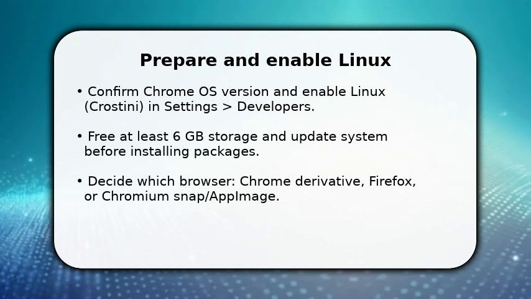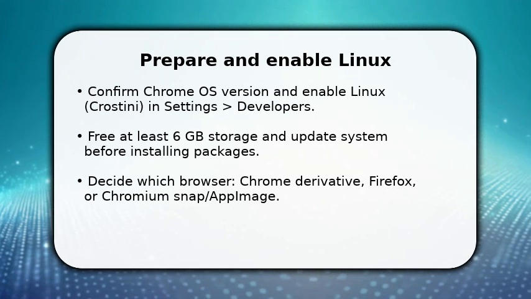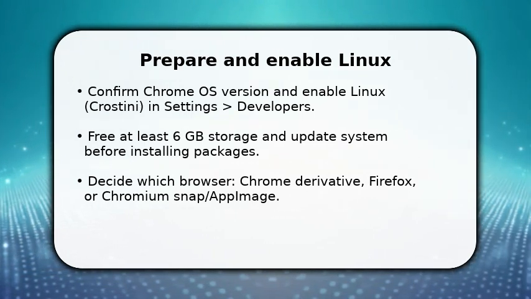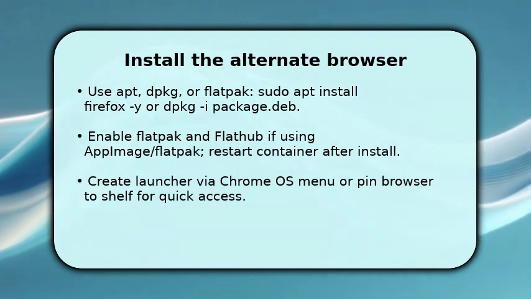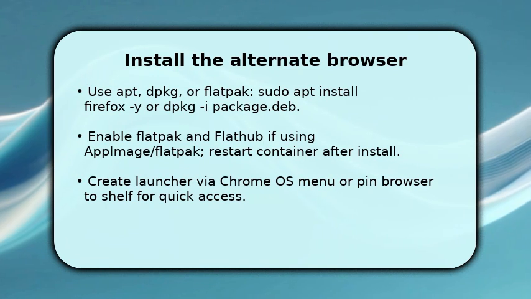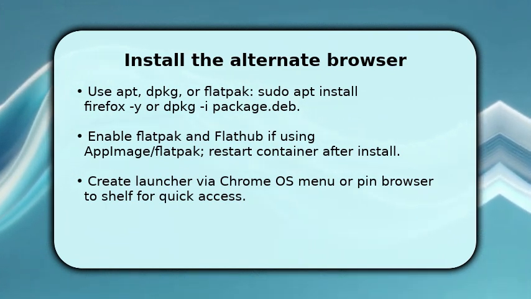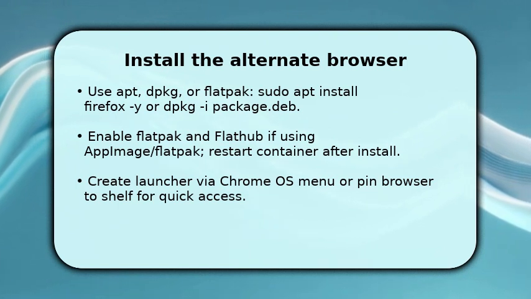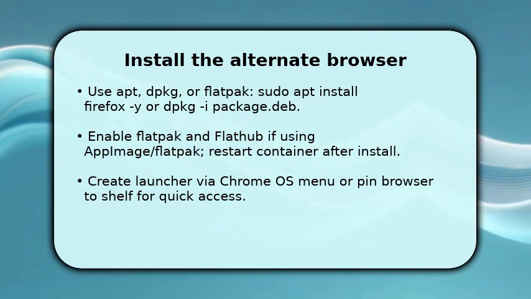Now choose the browser you want, Firefox for standards or Chromium builds for compatibility, and get its Debian package or Flatpak ready. Now install the browser inside the Linux container. If you picked Firefox, run sudo apt install firefox -y, or for a .deb file, sudo dpkg -i filename.deb and fix dependencies with sudo apt -f install. If you prefer Flatpak, add Flathub, then flatpak install flathub org.mozilla.firefox.